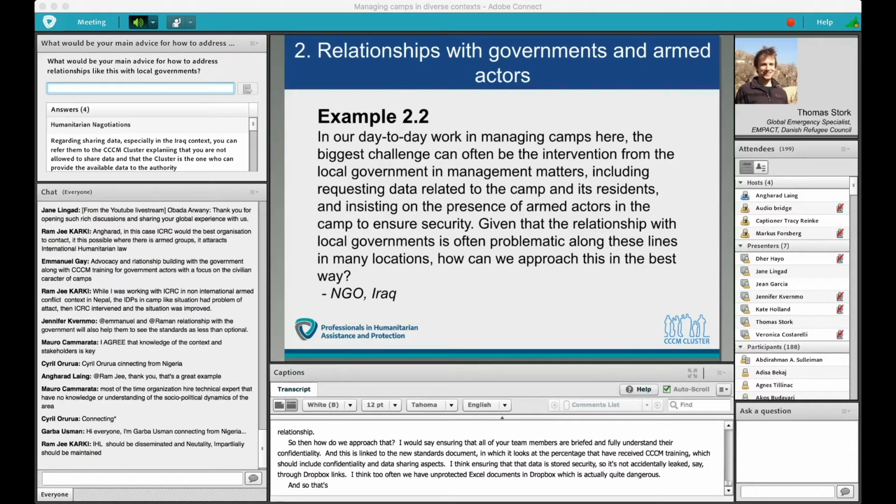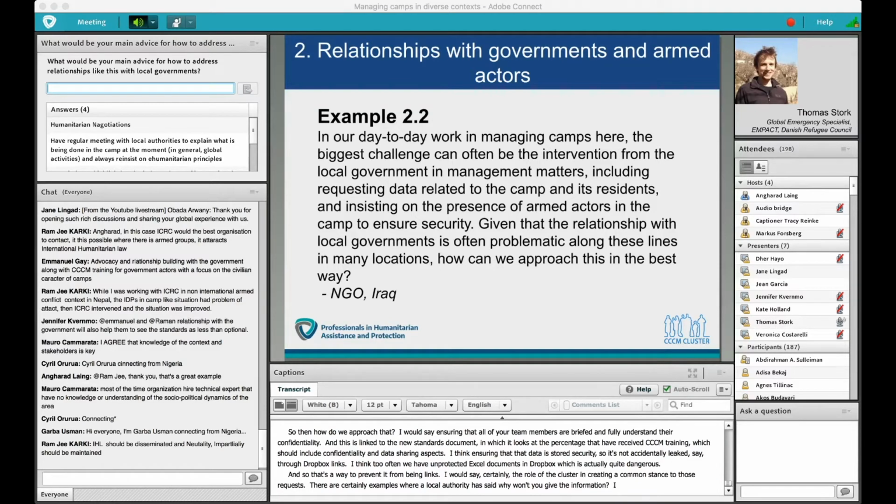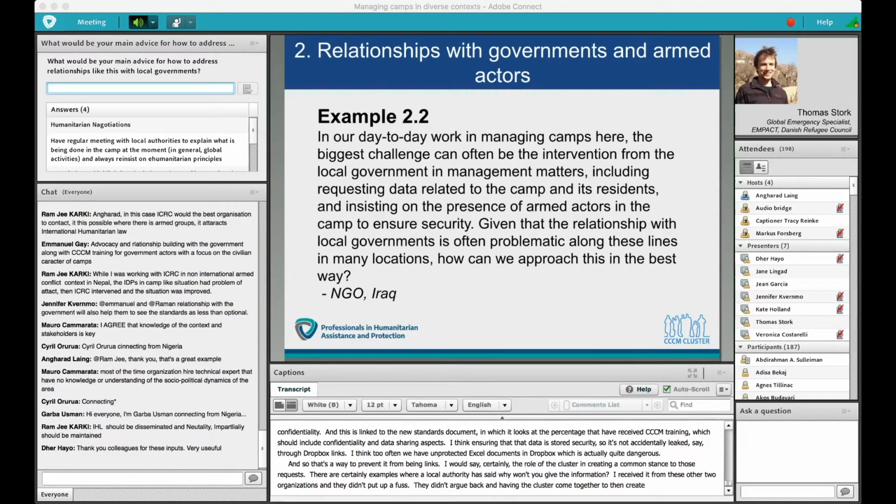I would say certainly the role of the cluster in creating a common stance to those requests is key. I have certainly faced examples where a local authority has said, why won't you give me this information? I've received it from these other two organizations, and they didn't put up a fuss. They didn't argue back. And having the cluster come together to then create that common stance to say, no, household level information is never shared, is key.